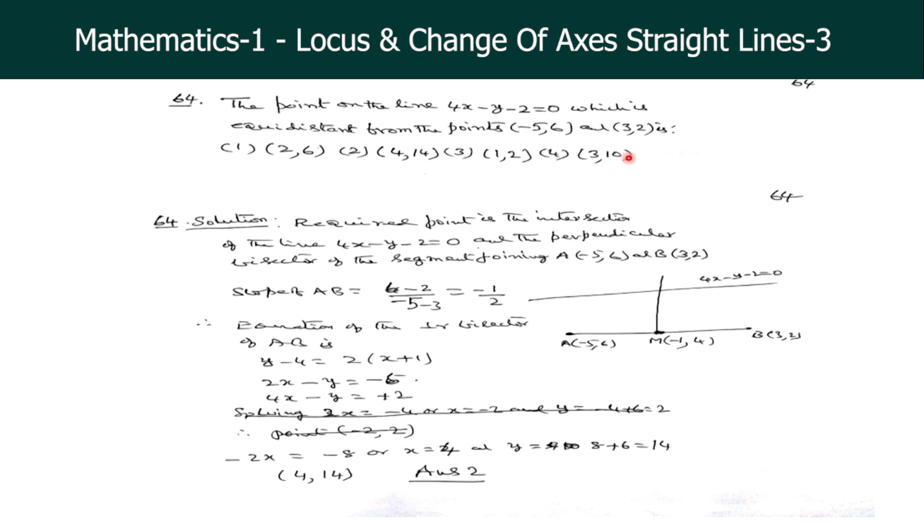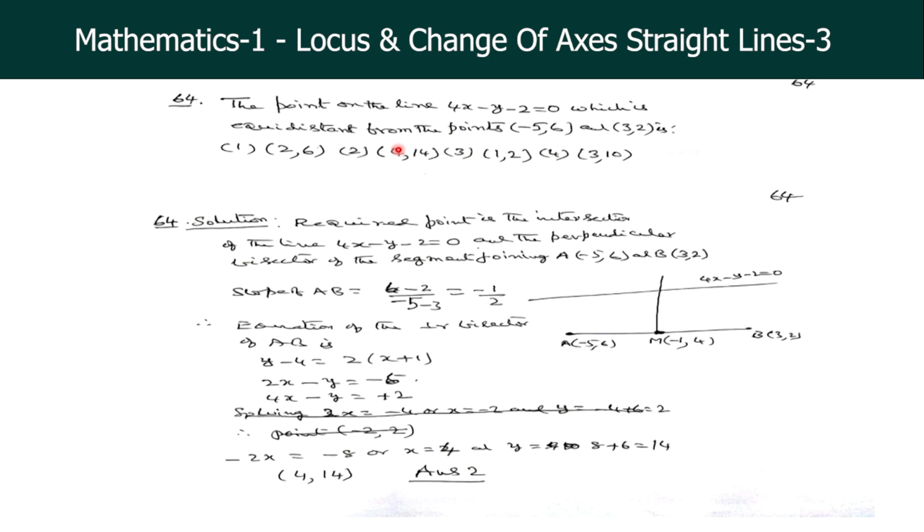That is PA squared is equal to PB squared. That is (x + 5)^2 + (y - 6)^2 = (x - 3)^2 + (y - 2)^2. So if you simplify, you will get one equation in x1, y1. But x1, y1 lies on this line, 4x - y - 2 = 0. So if you substitute x1, y1, you will get another equation in x1, y1. When you solve, you will get the coordinates of the required point as simply (4, 14), which is option number 2.